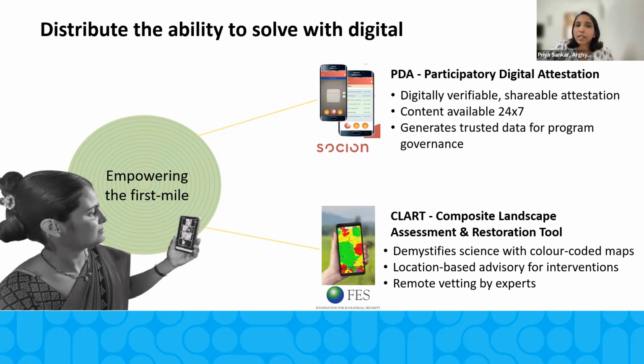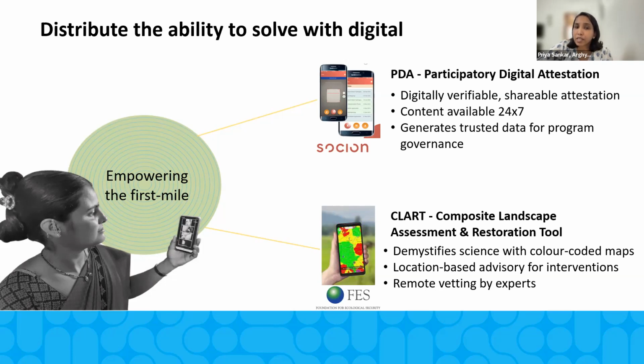Second one is CLART, Composite Landscape Assessment and Restoration Tool developed by Foundation for Ecological Security. This is a GIS tool made for the first mile. A CRP can go around her village and use this app. It picks up the lat-long of that spot and recommends a set of interventions most suited for that area based on the recharge potential of the area.